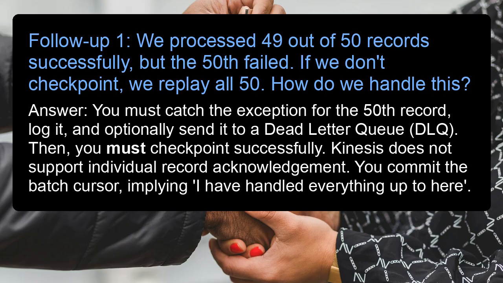Follow-up 1. We processed 49 out of 50 records successfully, but the 50th failed. If we do not checkpoint, we replay all 50. How do we handle this? Answer: you must catch the exception for the 50th record, log it, and optionally send it to a dead letter queue (DLQ).